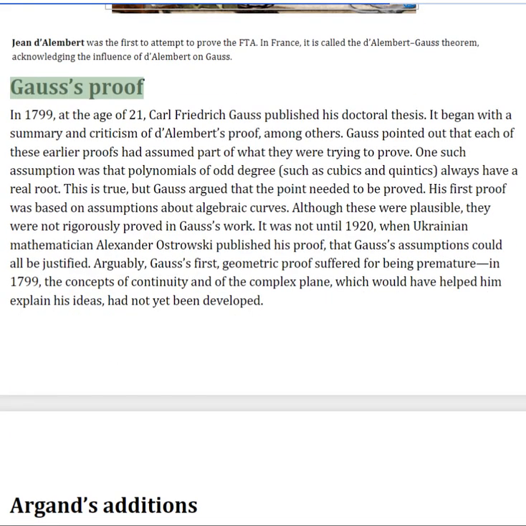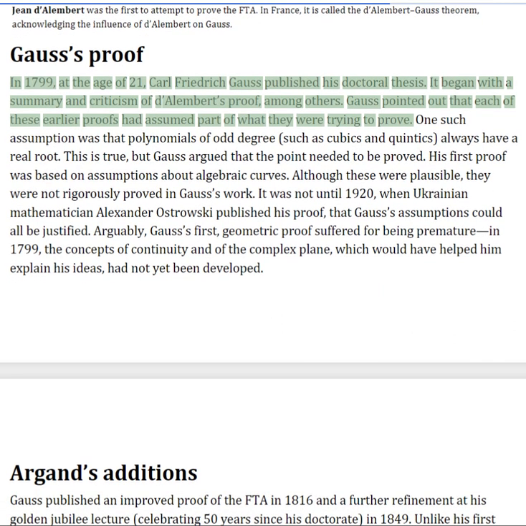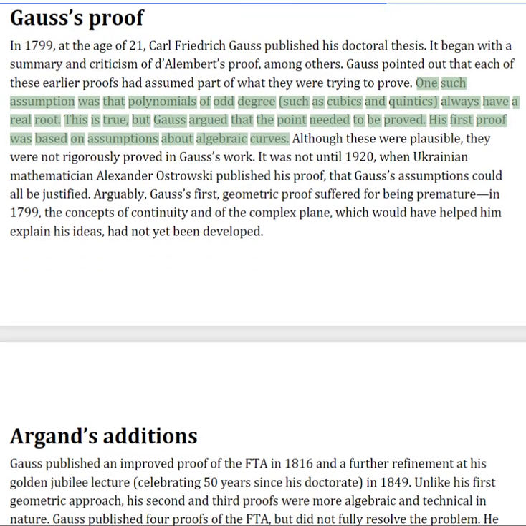Gauss's proof. In 1799, at the age of 21, Carl Friedrich Gauss published his doctoral thesis. It began with a summary and criticism of d'Alembert's proof, among others. Gauss pointed out that each of these earlier proofs had assumed part of what they were trying to prove. One such assumption was that polynomials of odd degree always have a real root. This is true, but Gauss argued that the point needed to be proved.